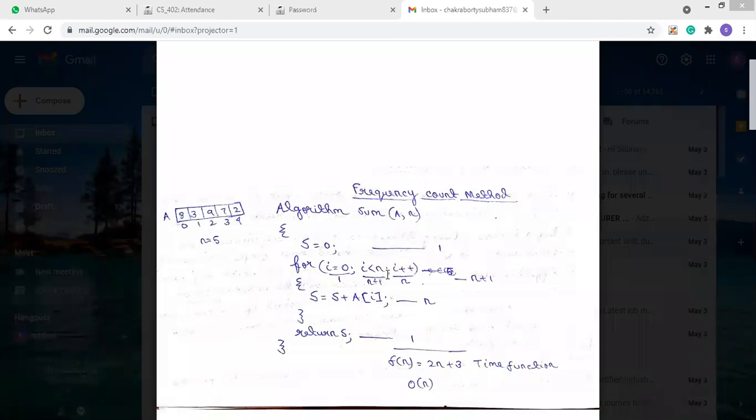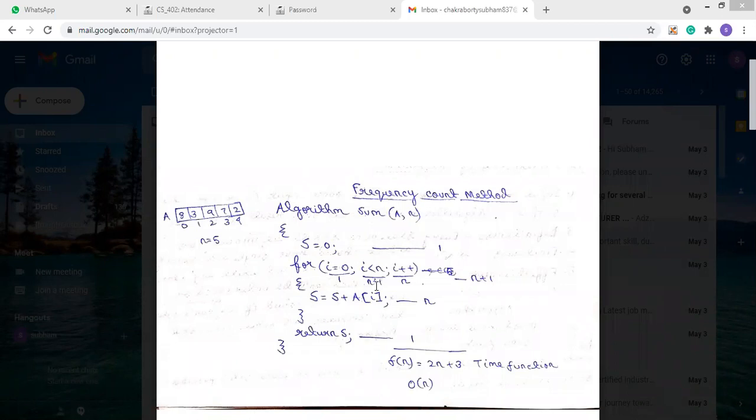But you see that the condition was already checked. How many times is the condition checked? 0, 1, 2, 3, 4, 5, means 6 times. Whenever the i value is 5, the loop body will not be executed, but the condition is checked. That means if the value is n, then the condition will be checked n plus 1 times. That's why it is written n plus 1 time.